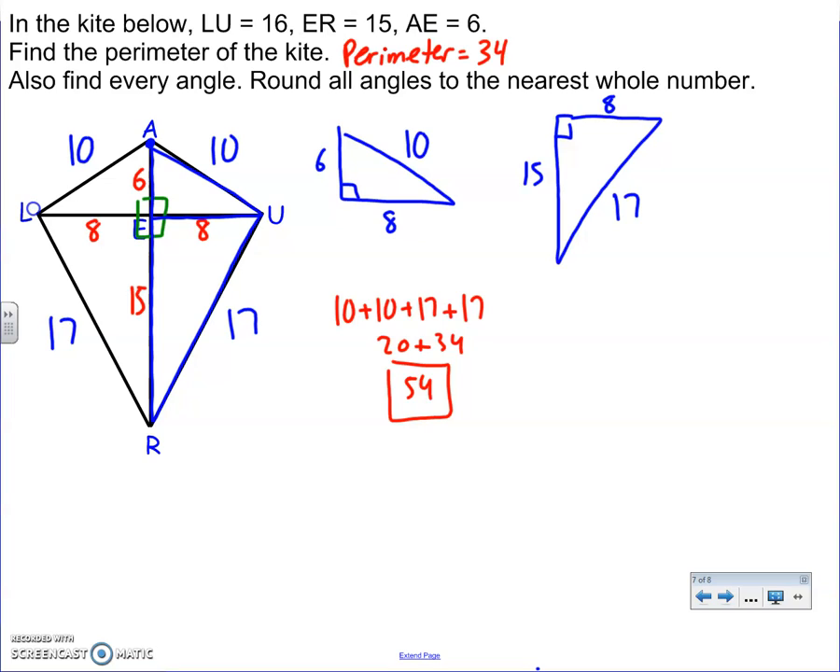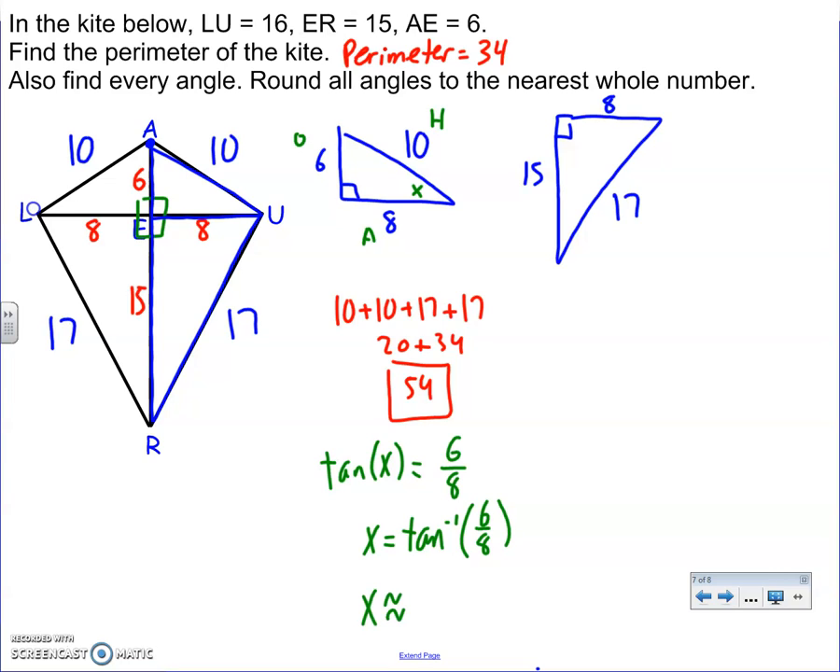All right, next it says find every angle, round all angles to the nearest whole number. So I'm actually going to find this angle here. I'll call this X. All right, if I do trig here, this is H, this is O, this is A. Let's use tangent. So I'll do tangent of X equals O divided by A. I'm going to arctan both sides to get X equals inverse tangent, or arctangent, of 6 over 8. And I'll type it in the calculator and see what I get in a second.